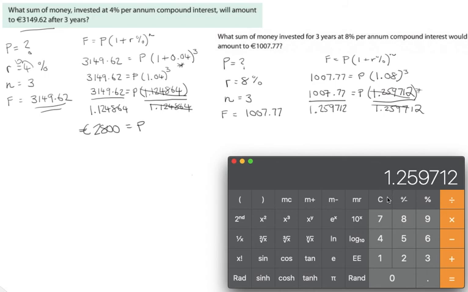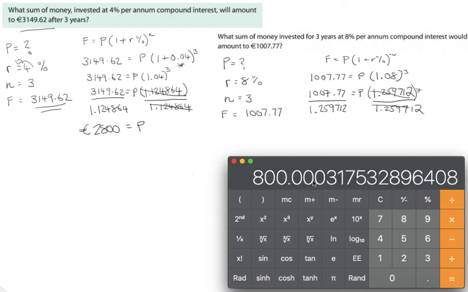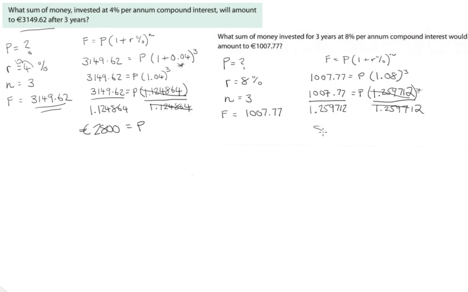So we clear and clear again, and we have 1,007.77 divided by 1.259712, and that'll give us a big long number. Again, the 3 zeros mean we can ignore all this, so it's just 800 euro. So I'll come back here, and I have gotten 800 euro is equal to P. So 800 euro is the principal. So that's the answer for both of those. So now we know how to figure out the principal given other information.